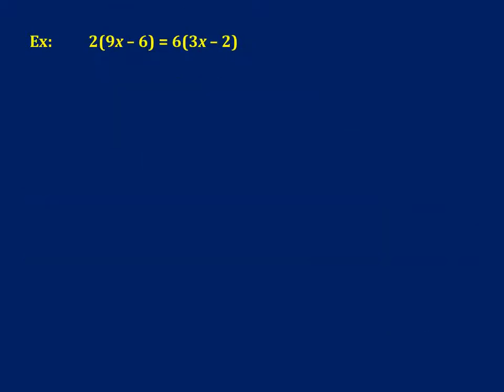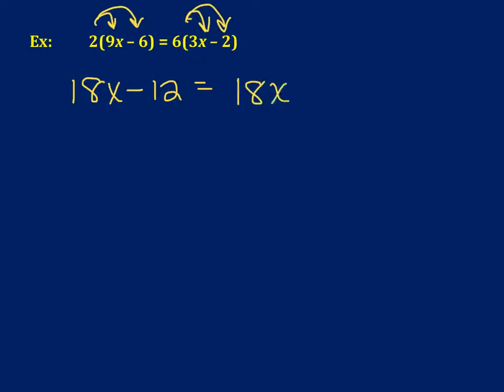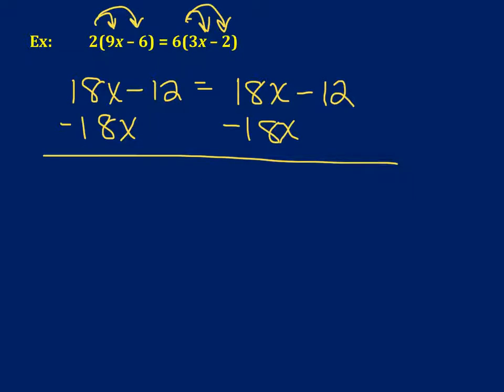Here's an example where we're going to distribute first. So we get 18x minus 12 equals 18x minus 12. Now I'm ready to move one of my 18x terms over, so I'm going to subtract 18x from both sides. If I do that and bring my equal sign straight down, this 18x cancels, I'm left with negative 12.